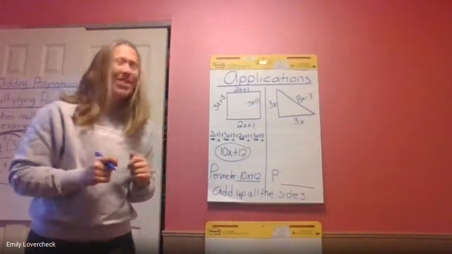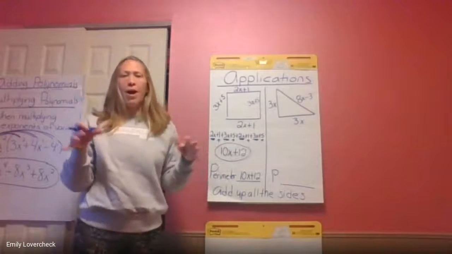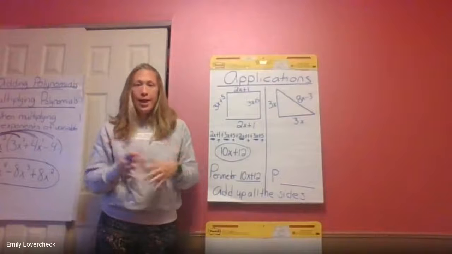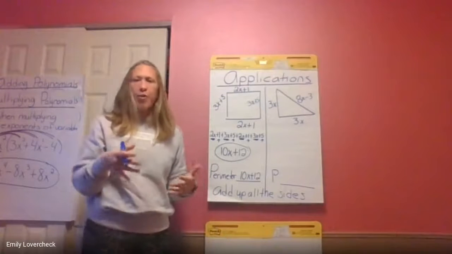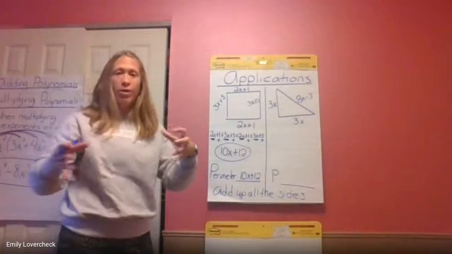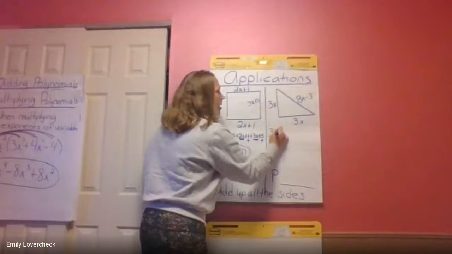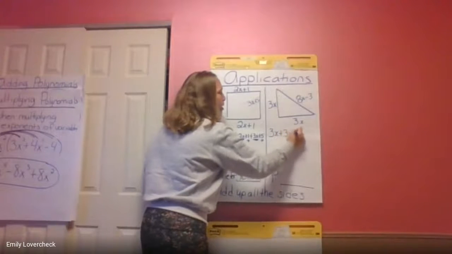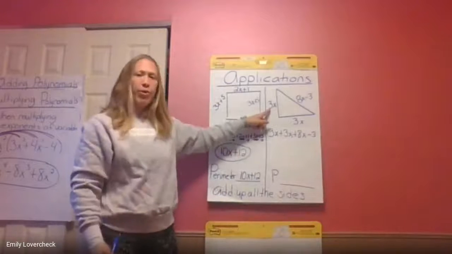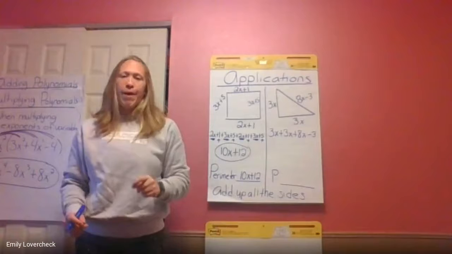Let's do one more problem. So now instead of having a rectangle, I have a triangle. Same process, doesn't matter what shape it is, hexagon, pentagon, octagon, you just add all the sides together. So on a triangle, I have 3 sides, so I'm going to add up 3 side measurements. That's the thing you don't want to forget. So I get 3x plus 3x plus 8x minus 3. Because this side was 3x, and this was 3x. And then I bring down my 8x minus 3.